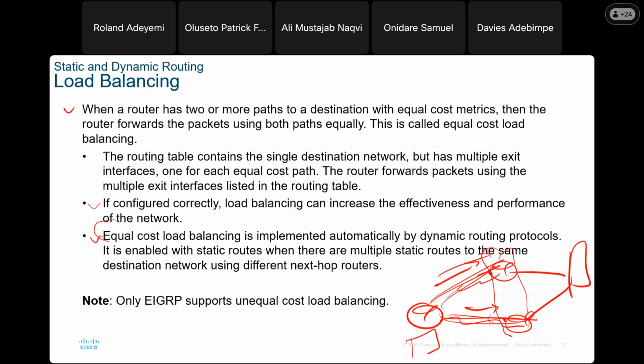Equal cost. What if the cost is not the same and we have two different routes to the destination? It is enabled with static routes. We can make that happen also on static routes, when there are multiple static routes to the same destination network using different next hops. So this load balancing we are talking about, we can also make it happen on static routes, but that is if the cost is equal.